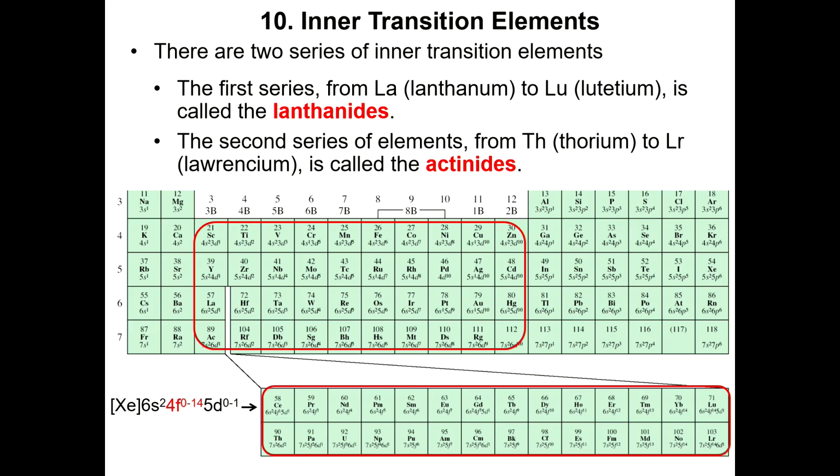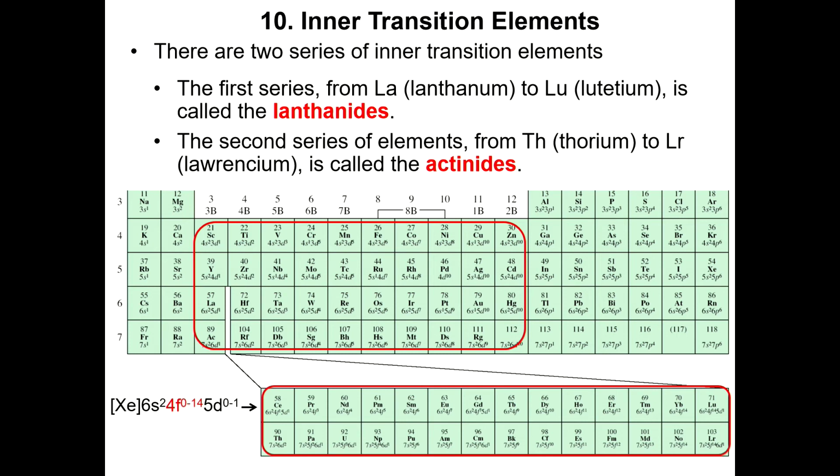Okay, now I'll introduce the inner transition elements. So here we say these are called d-block elements, or d-block metals. All the valence electrons are filled in d orbitals, right? D orbitals.